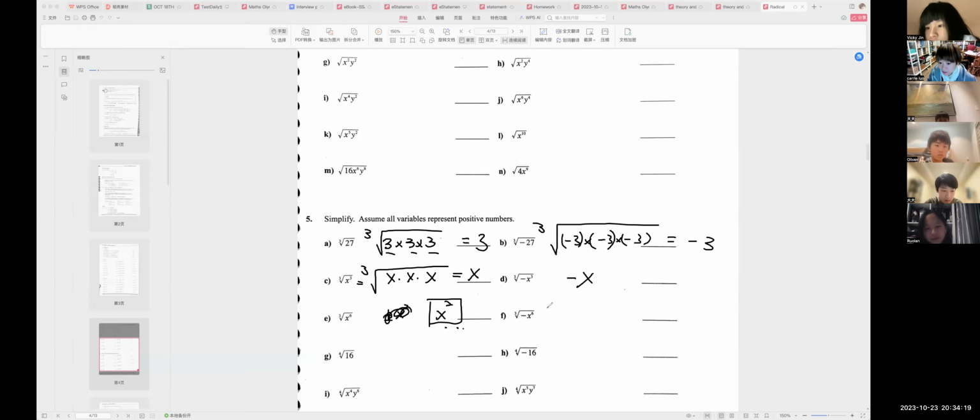Negative x to the 6 and a square root 3. I'm sorry, it's not, it's a cube root. So Elaine? Negative x squared. Very good. And the square root of 16.